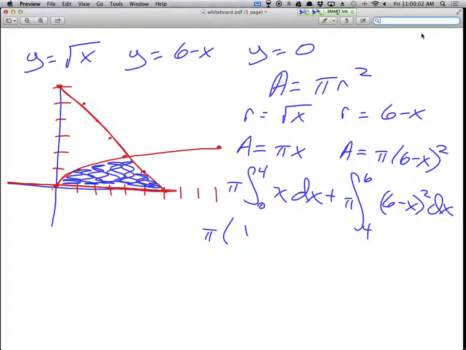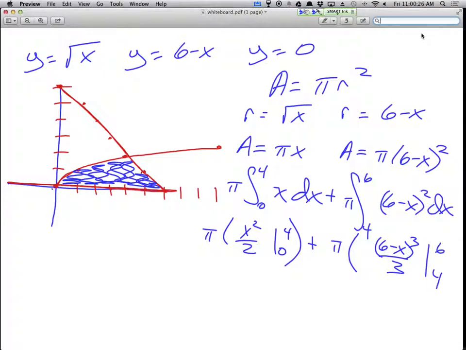So pi, that's x squared over 2 from 0 to 4. The second one is pi. Can I integrate the outside on that one? Yes, because the derivative of the inside is just -1. We can handle that. So if I integrate the outside on that one, it gives me that. But the derivative of the inside is -1, so I need to make sure I put a negative in front.